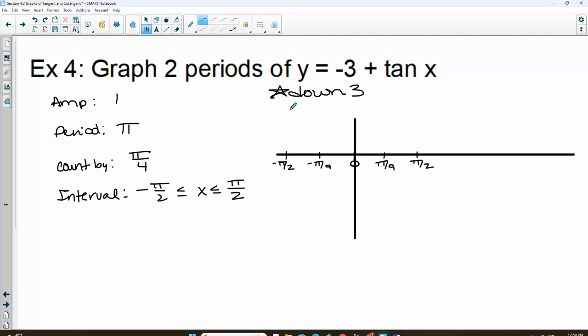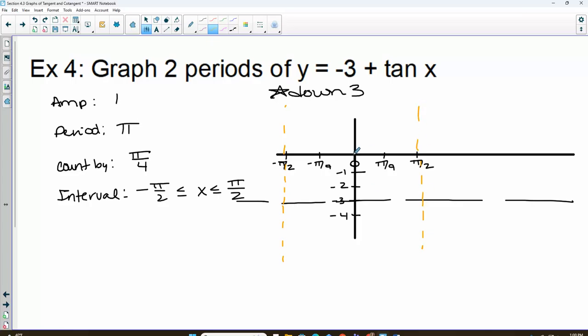How did we handle the down 3? Yeah, we went to -3 and we drew in a dashed line. It's not really a horizontal asymptote, we're just saying this is the center of my graph. Okay. Tangent has asymptotes at both ends. In the middle, we're at 0, but our 0 point is at -3 this time.